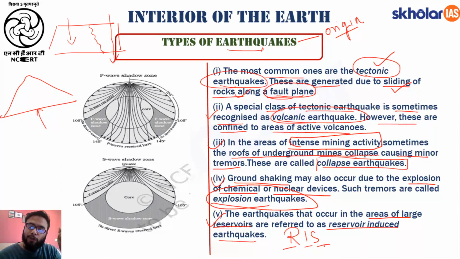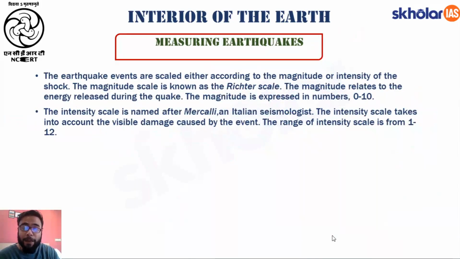Fine. So the first one is tectonic earthquakes, the second one is because of volcanism, that is volcanic earthquakes, thirdly because of mining activities, which we call collapse earthquakes, then we have explosion earthquakes, and then we have reservoir induced seismicity or earthquakes. Fine. So these are the different types of earthquakes.